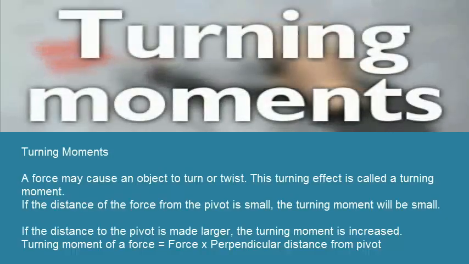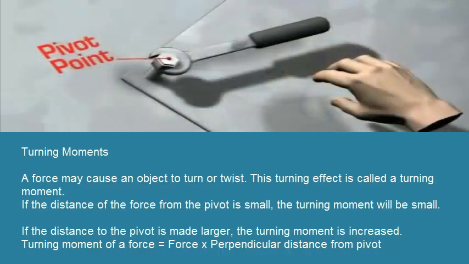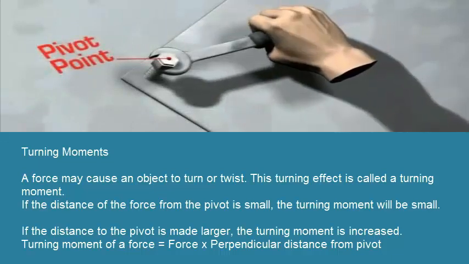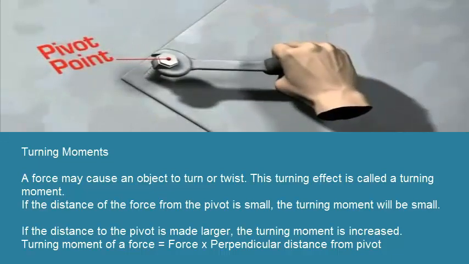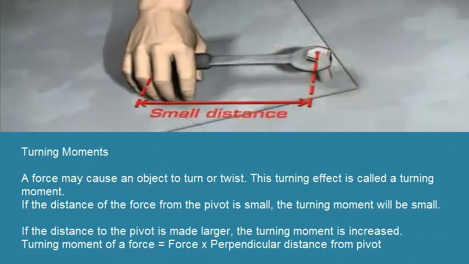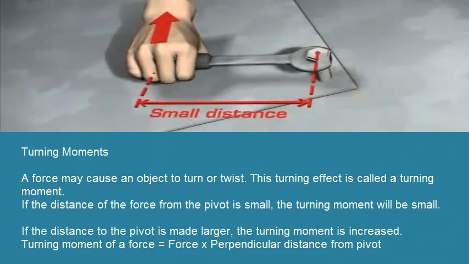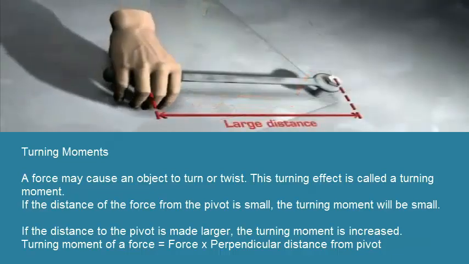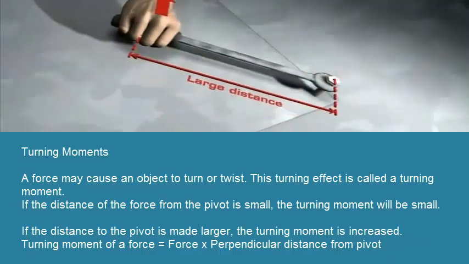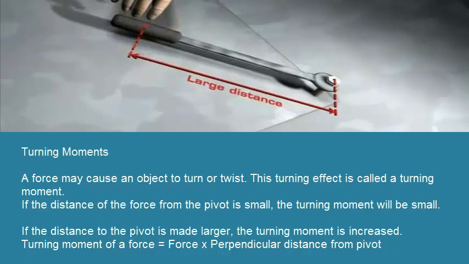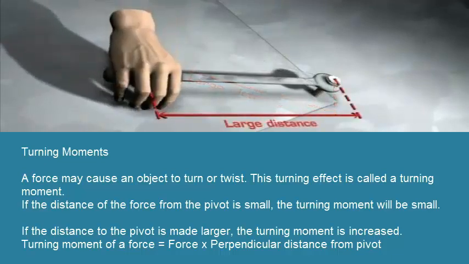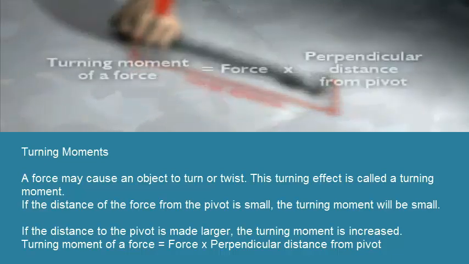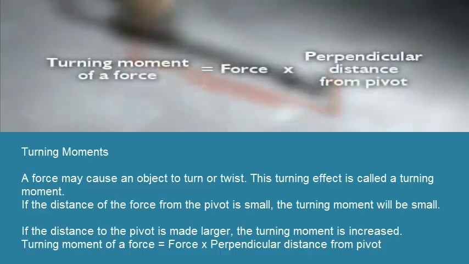Turning moments. A force may cause an object to turn or twist. This turning effect is called a turning moment. If the distance of the force from the pivot is small, the turning moment will be small. If the distance to the pivot is made larger, the turning moment is increased. Turning moment of a force equals force times perpendicular distance from pivot.